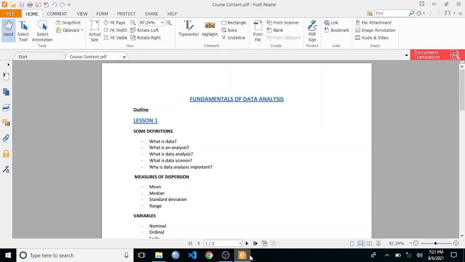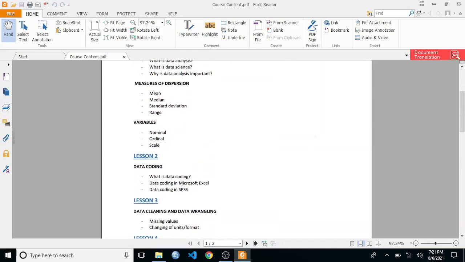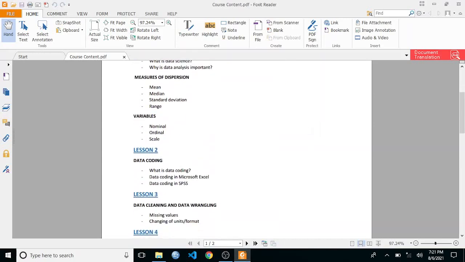In lesson 1, we will define what data is and what data analysis is, and we will give the difference between data analysis and data science. And then we will talk about some measures of dispersion, such as mean, median, standard deviation, and range. And we will round up lesson 1 with variables: nominal, ordinal, scale, string, categoricals.